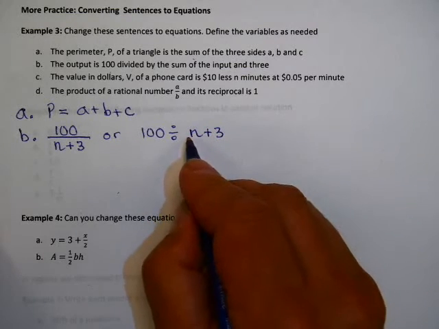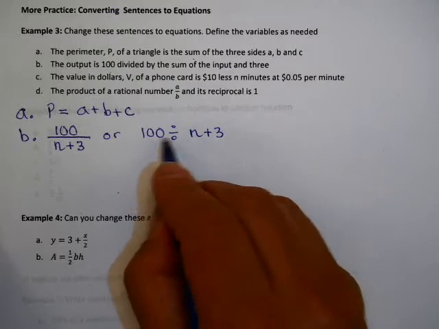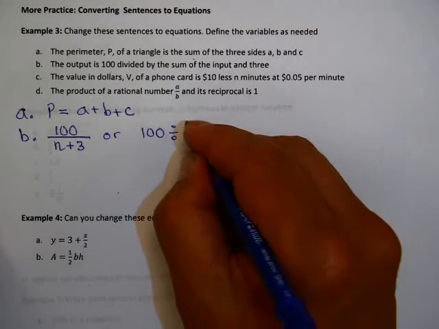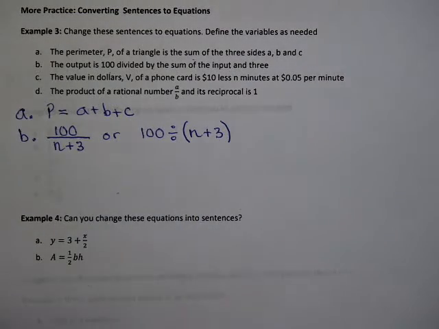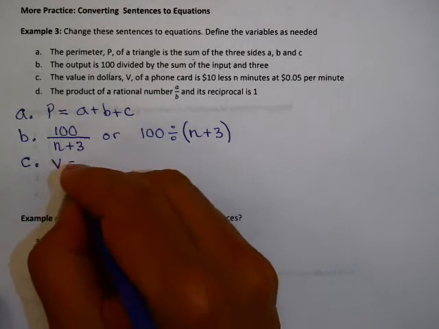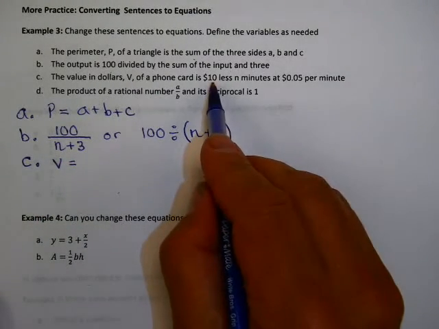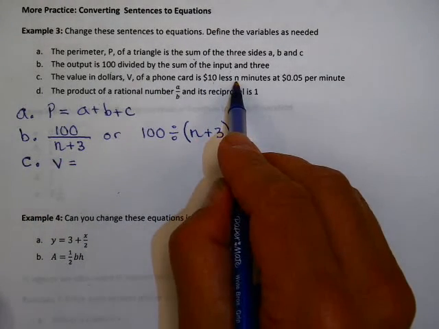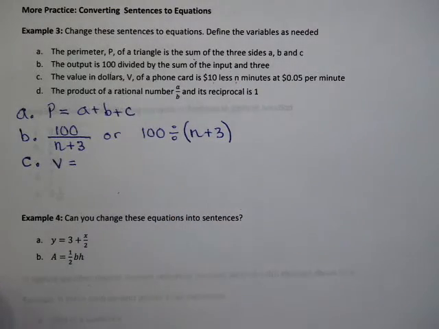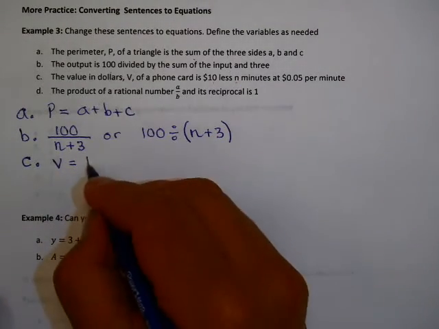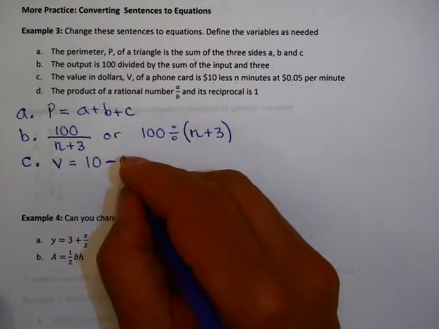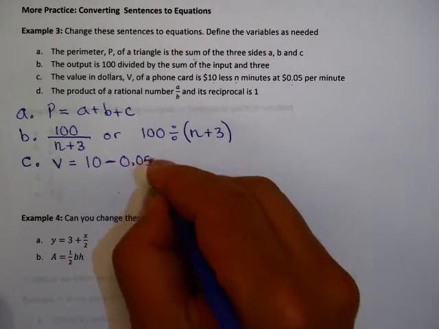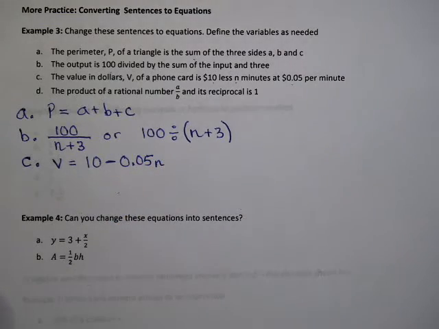But you've got to be careful. The order of operations would indicate that this is just dividing by n. So because I want to divide by this whole thing, I'm going to put that in parentheses. The value in dollars V of a phone card is $10 less n minutes at 5 cents per minute. You could write that this way, 5 cents times n.